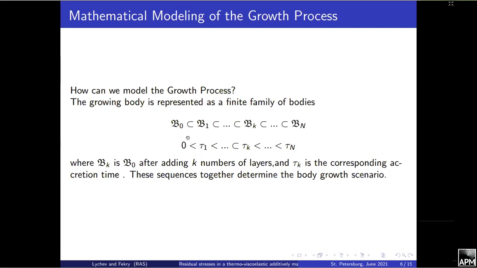So we have two sequences. These two sequences determine the scenario of the growth. So this is the whole definition for the growth process.